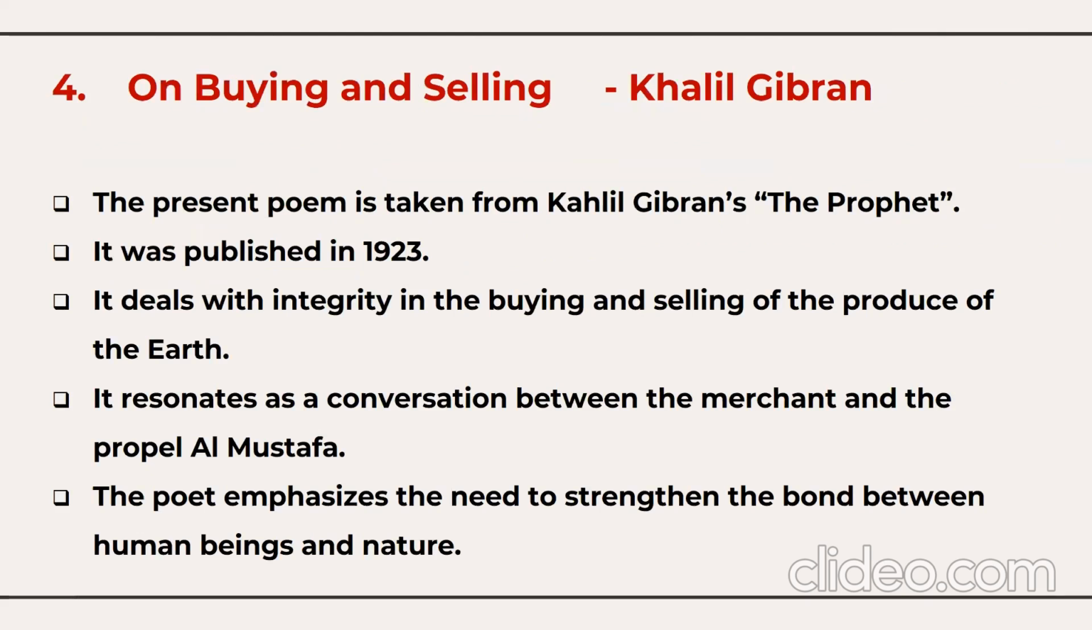Then we have a very interesting poem, On Buying and Selling, by Khalil Gibran. This is taken from Khalil Gibran's collection, The Prophet. It was published in 1923. This poem deals with integrity in the buying and selling of the produce of the earth. It resonates as a conversation between the merchant and the prophet Al-Mustafa. The poet emphasizes the need to strengthen the bond between human beings and nature.